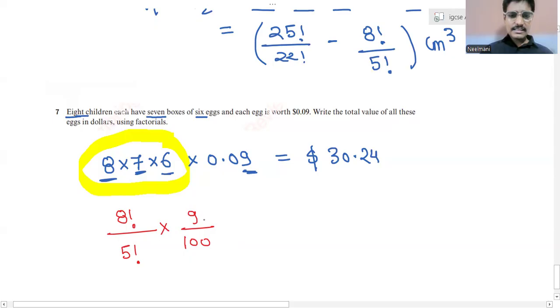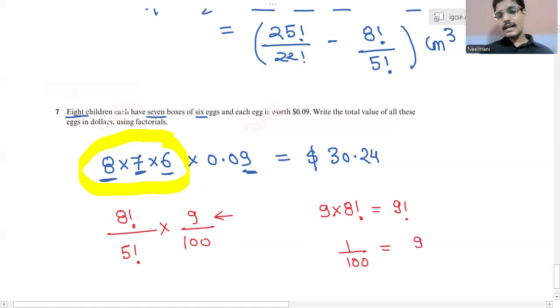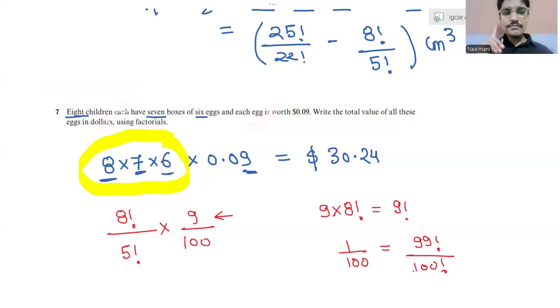Now, just see this. This is 9 and this is 8 factorial. This is rough work here: 9 into 8 factorial can be written as 9 factorial, right? Is it clear? So we have sorted the numerator; it would be 9 factorial. What about the denominator? We want 1 upon 100 to be expressed as a factorial. Is there a way? Yes, of course: 99 factorial divided by 100 factorial. If you do this, every number from 99 downward is cancelled out, and you're left with only 1 upon 100.